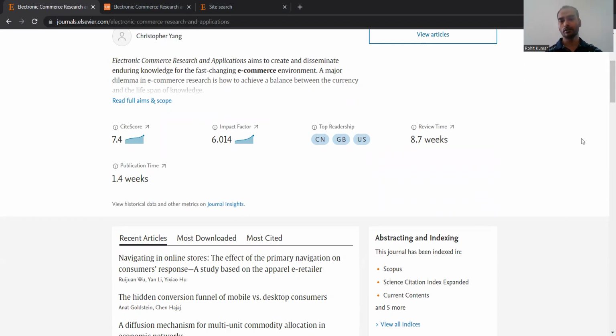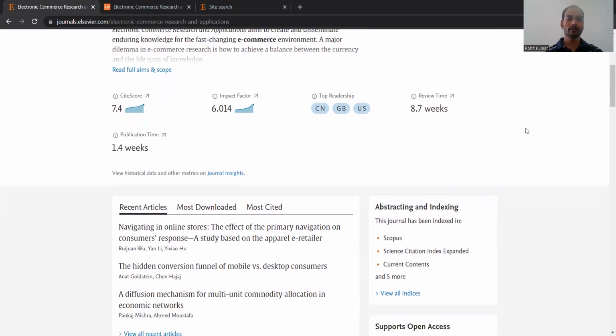You can have a look at the recently published articles and you will get to know the quality of the journal's articles, what sort of articles can be written, and what quality you need to add so that you could get accepted in this particular journal. All these questions could be answered. Then the review time is 8.7 weeks and the publication time is on average 1.4 weeks.